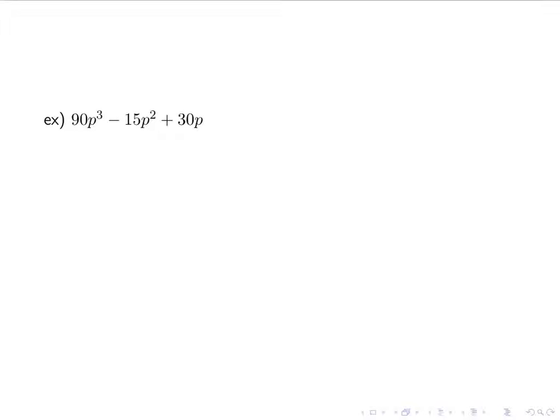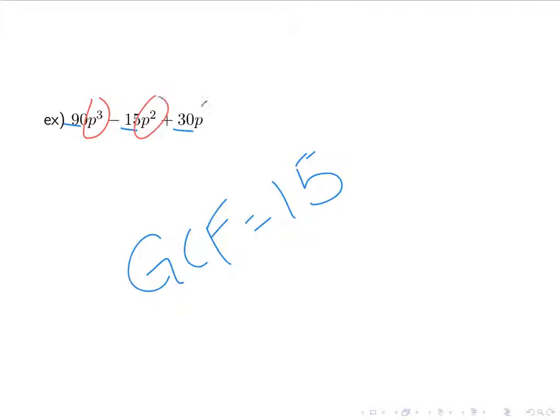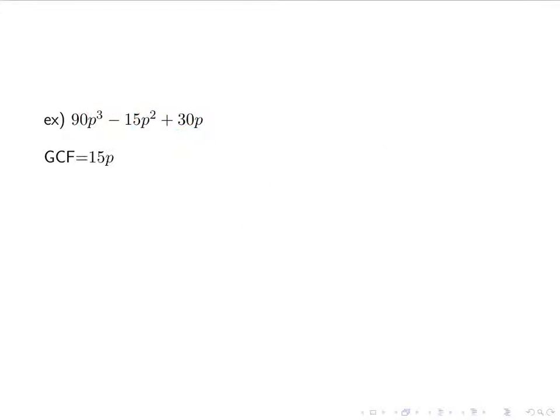So let's try another one. 90p cubed minus 15p squared plus 30p. If I look at the coefficients, 90, 15, and 30, my GCF starts with 15. 15 goes into 90, 15, and 30. I've only got one variable, and that's p. The lowest exponent I see it raised to is the first. So my GCF is 15p.